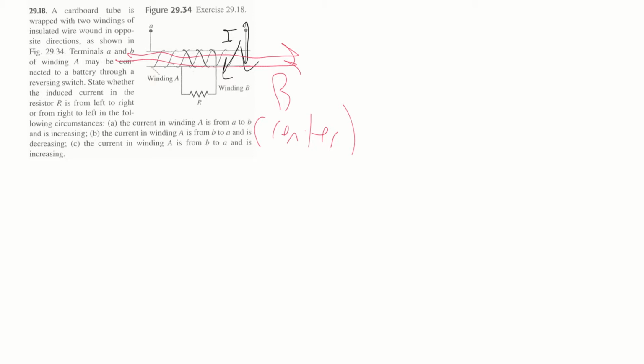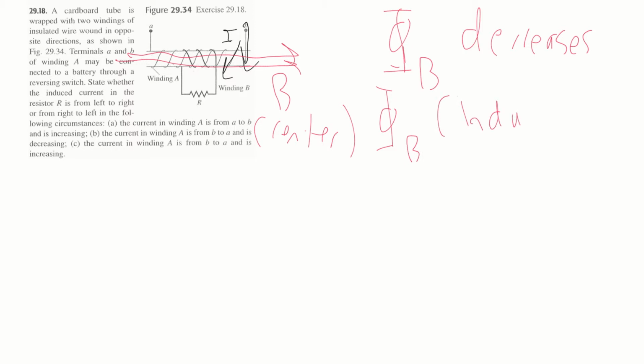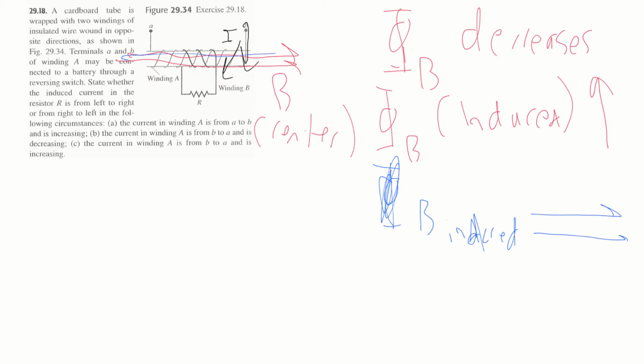So this time I have a flux that decreases, which means I'm going to have an induced flux that is going to try to counter that trend by increasing. Okay. The only way that it can do that is by making B induced go in the same direction as that field. It's going to make it stronger. Okay. That's going to be my B induced.